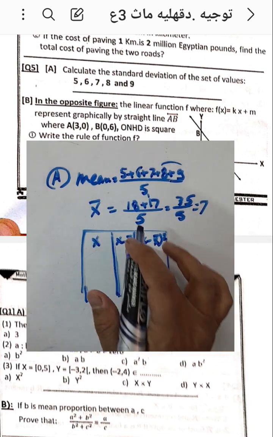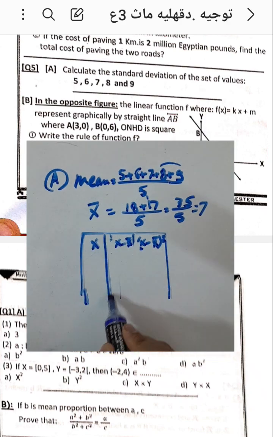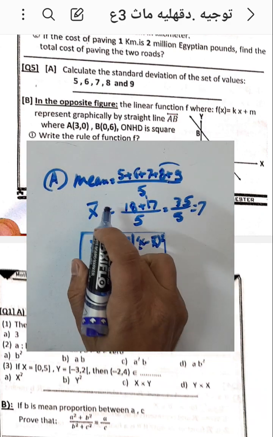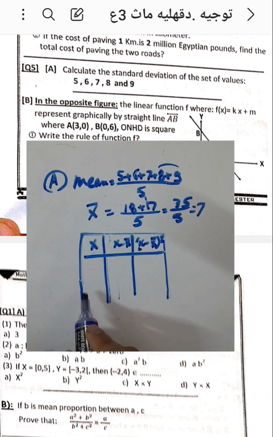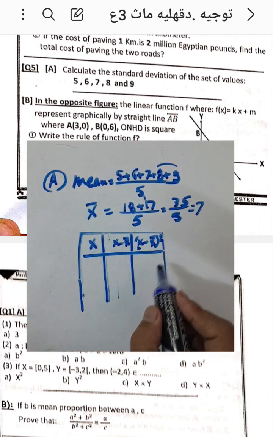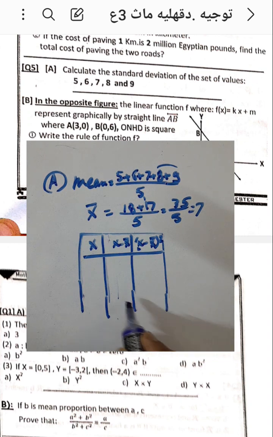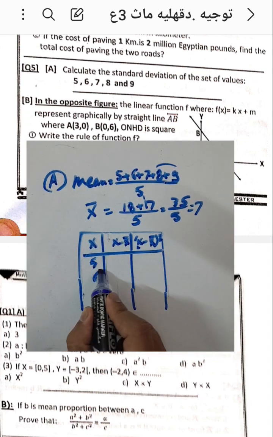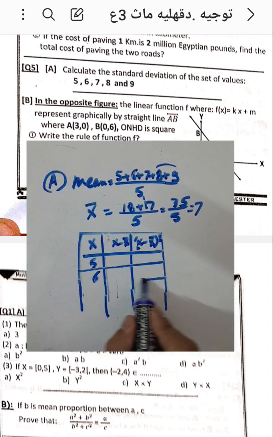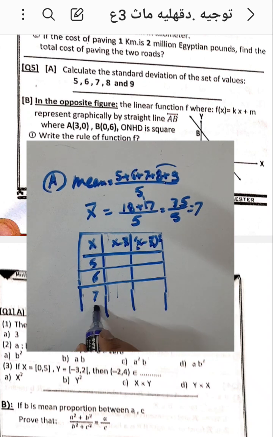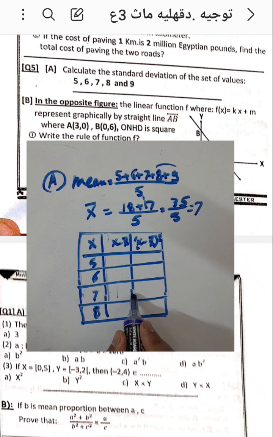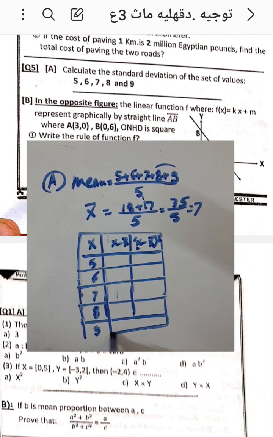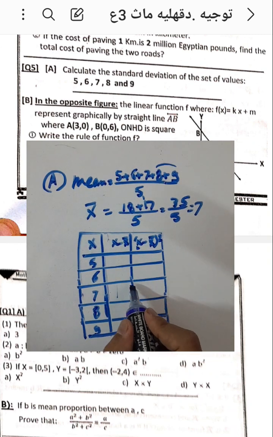Okay, understood. Steps: we have x and x subtract x bar. Right here all values of x: 5, 6, 7, 8, and 9. Okay, complete with me.